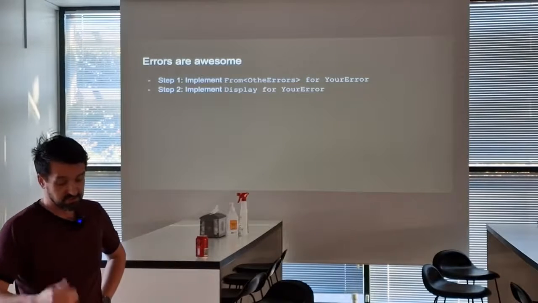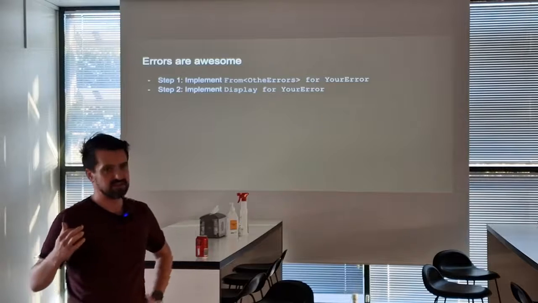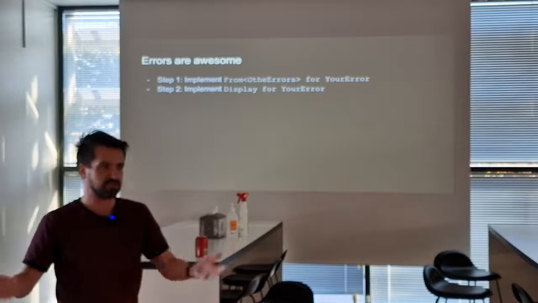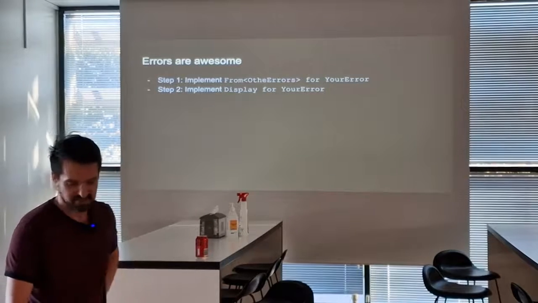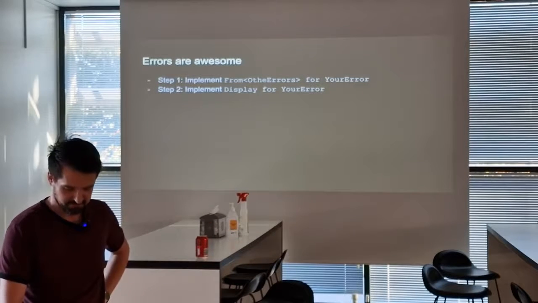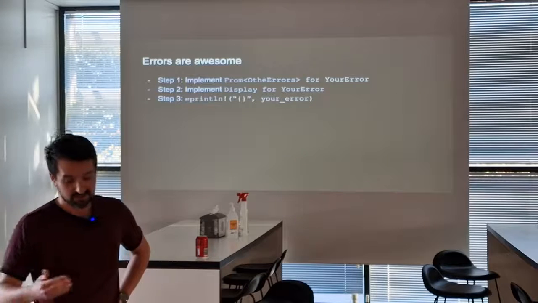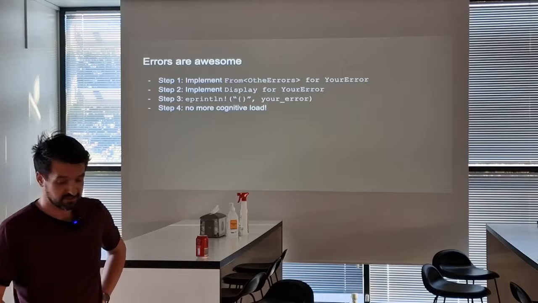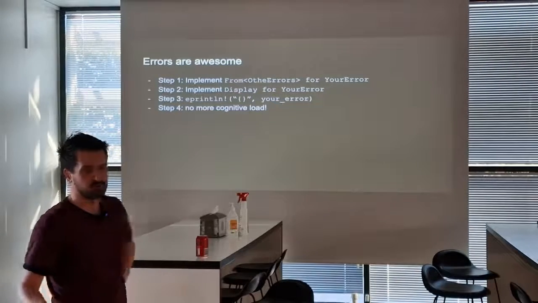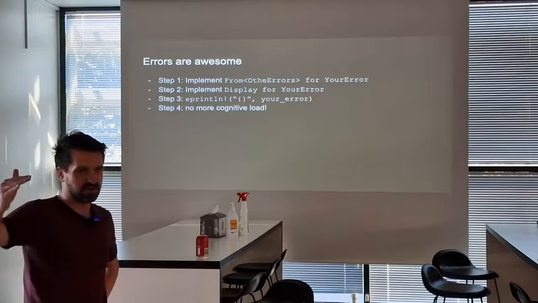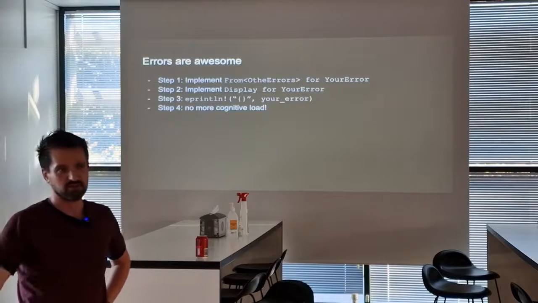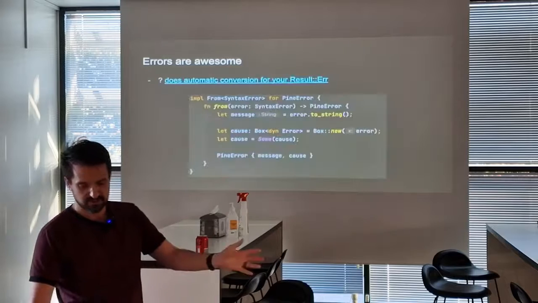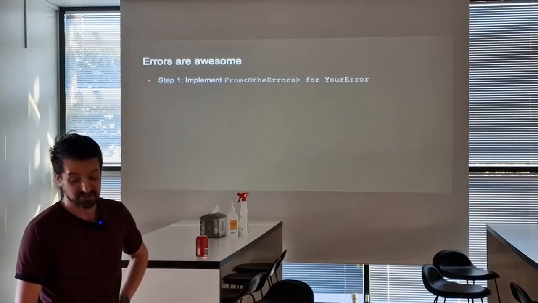Then you just implement Display for your error. Display tells Rust how to render your error to string, if that's what your application does. If it renders to HTML, then you do you. Then you just print it, and that's it. This is all you do. And for me, it's no more cognitive load. I don't have to care what's going on beneath me, because at one point I just wrote this code, and then it magically happens for me.